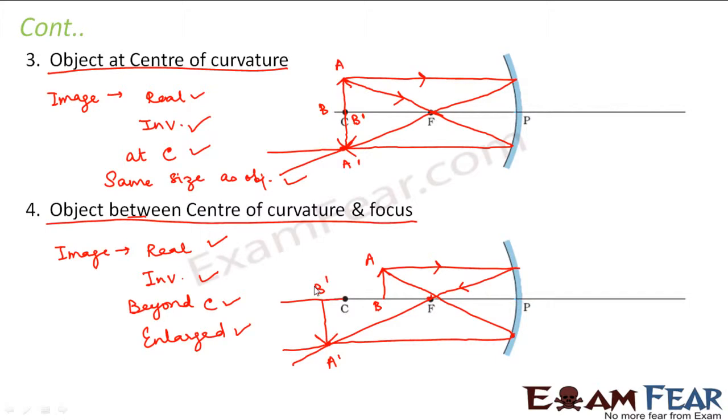And also notice one interesting fact. Starting from case 1, we are gradually moving the object towards the pole of the mirror. And what do you notice? Gradually the distance of the image from the pole is increasing. In the first case, when the object was at infinity, the image was formed at principal focus. In the next case, when the object was beyond center of curvature, the image was formed between center of curvature and focus. In the third case, when the object is at center of curvature, the image further moved to center of curvature. Now when the object is between center of curvature and focus, the image further moved beyond center of curvature. So that means gradually as the object is coming near the pole, the image is going far away from the pole, right?